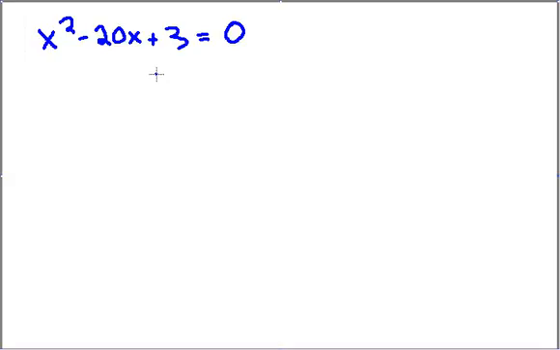Let's take a look at another problem. Here we have x squared minus 20x plus 3 equals 0. And we want to solve this quadratic equation by completing the square. Once again, in order to do that, we need to make sure that we leave both our x squared term and our x to the first term on the same side of the equation. But we need to remove our constant and get it to the other side.